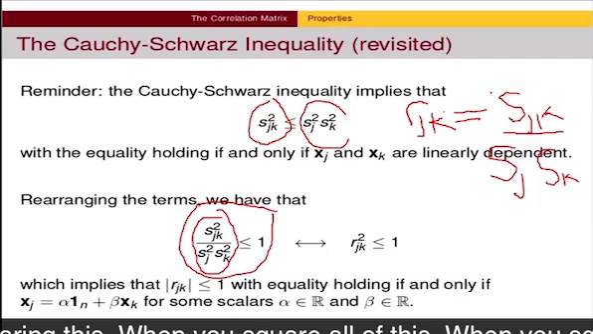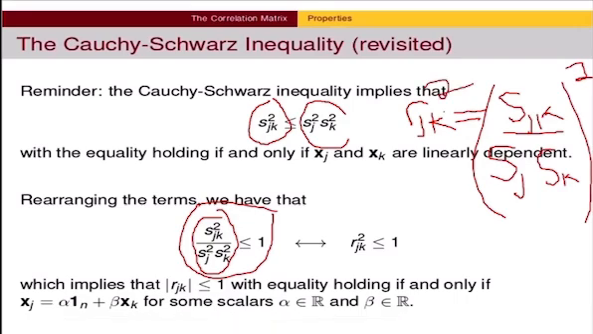When you square all of this, the correlation is also going to be squared. That's why you see R squared JK less than or equal to 1. When you square a correlation in statistics, that is no longer a correlation.